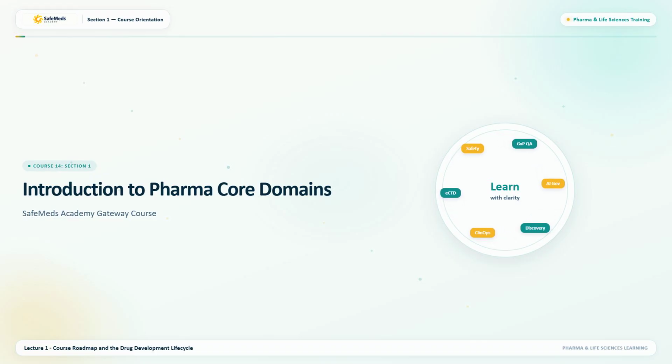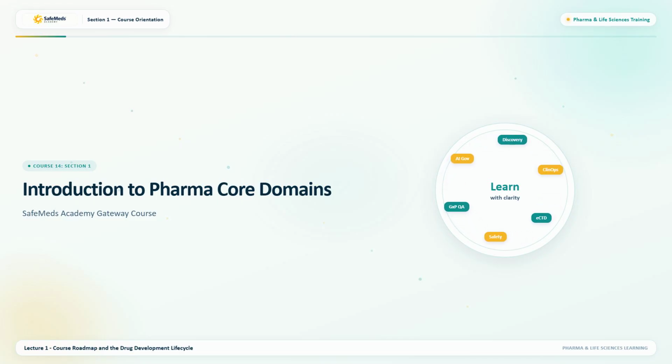This course is designed as a comprehensive gateway to the global life sciences industry, mapping out the critical sectors that drive therapeutic products from initial discovery to commercial markets. Over the next 10 lectures, we will dismantle the silos between departments and explore the interconnected disciplines of clinical research, clinical operations, data management, pharmacovigilance, regulatory affairs, medical writing, quality management, market access, and AI governance.